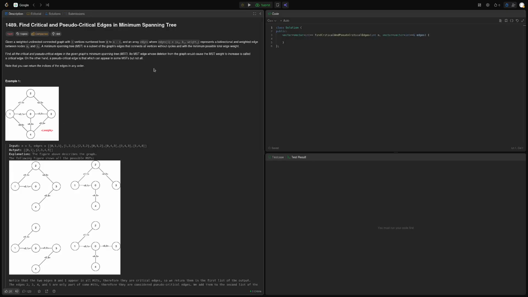Today we got problem 1489, critical and pseudo-critical edges in MST. So my guess is that there will be some edges that are in all MSTs, but not sure. Given edges weighted undirected. Okay, bidirectional.